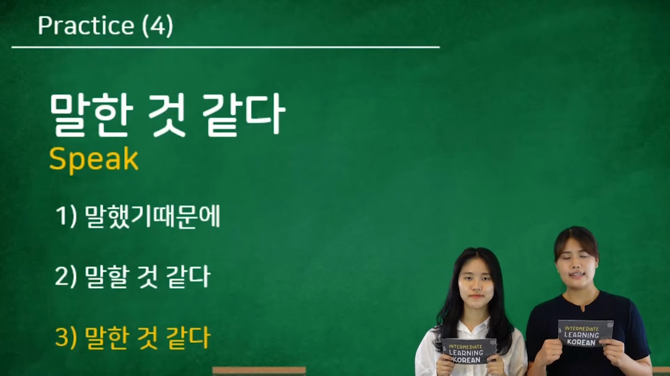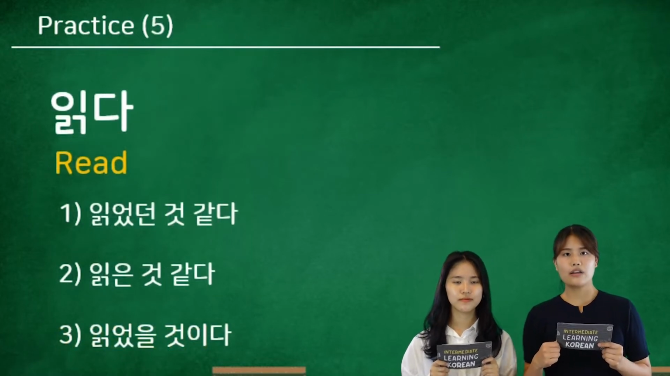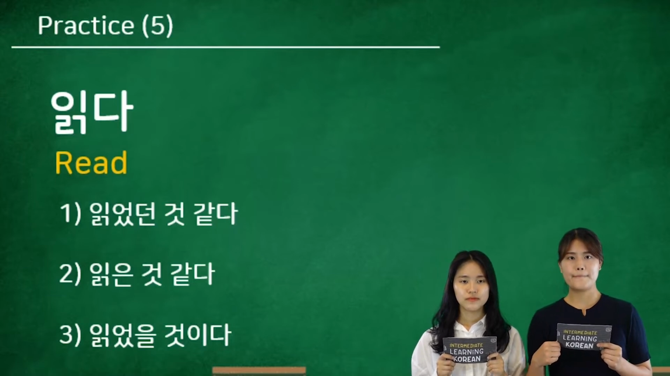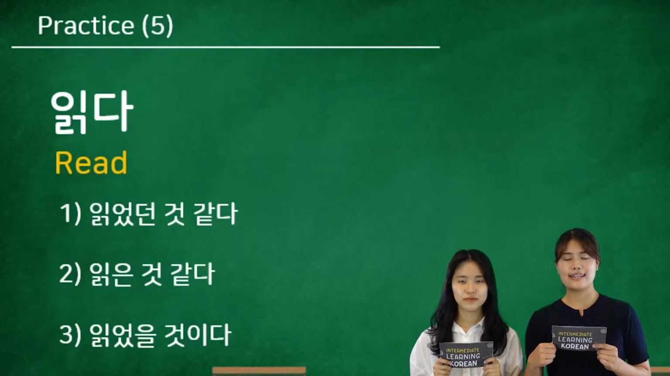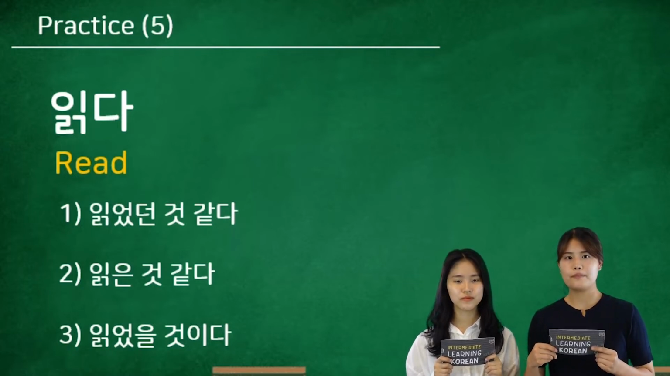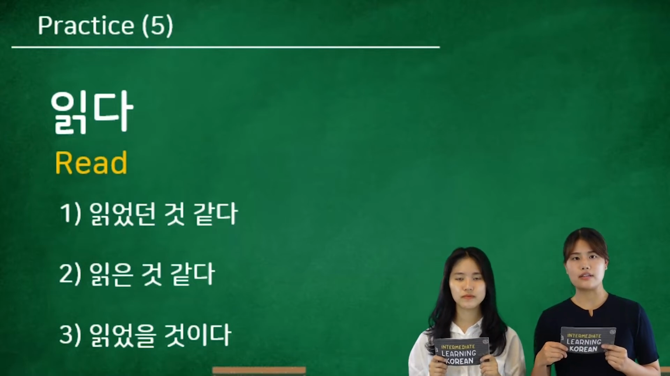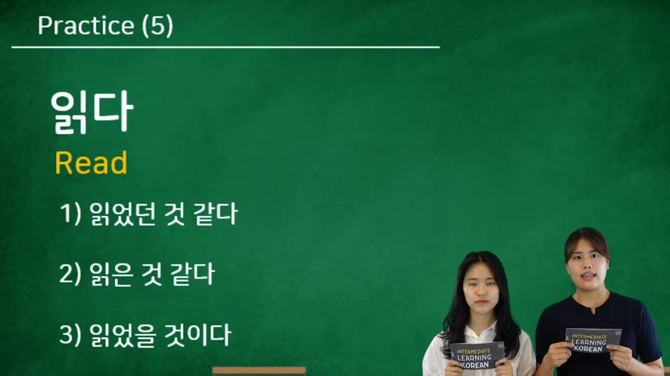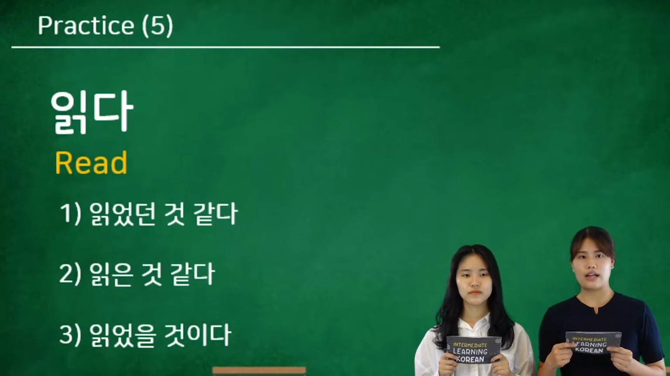읽다. How can we change 읽다? Yes, it is 읽은 것 같다. If you remove 다 from the verb 읽다, there is a final consonant, so we can use 은 것 같다. Then it becomes 읽은 것 같다.